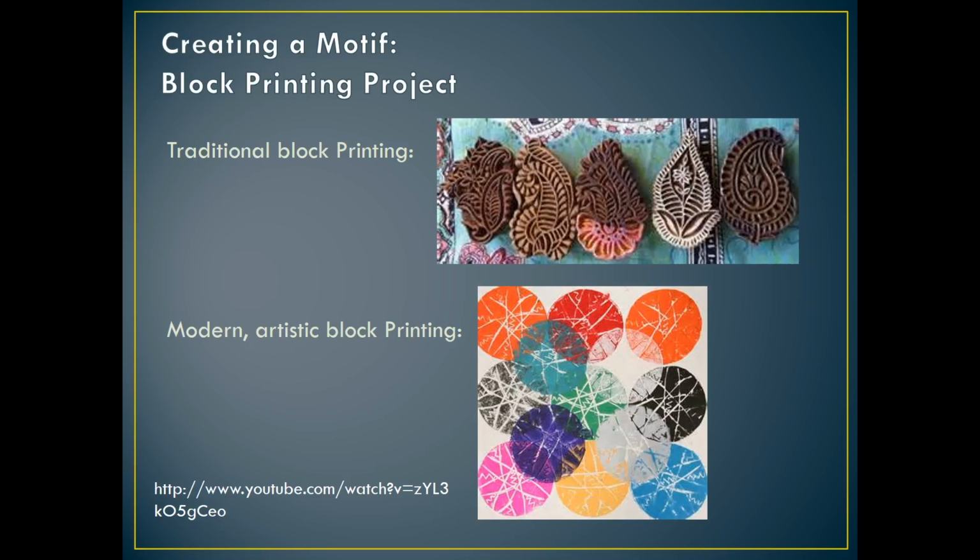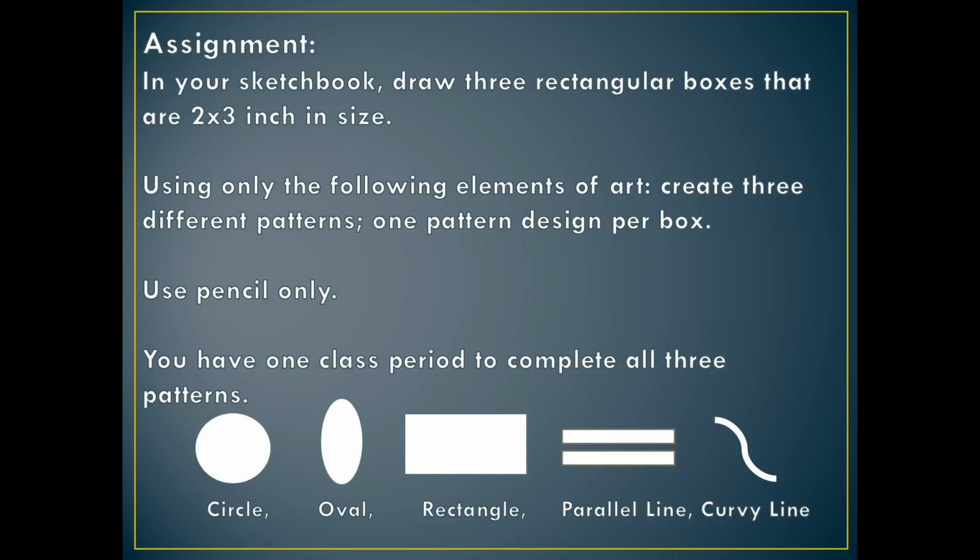So you guys are going to be creating a motif in your sketchbook. You need a 2 by 3 inch block to create your motif. And here's our directions. So you can pause this and read it and get your directions. You have some example shapes down there: circle, oval, rectangle, parallel lines, curvy lines. And you're creating a motif.